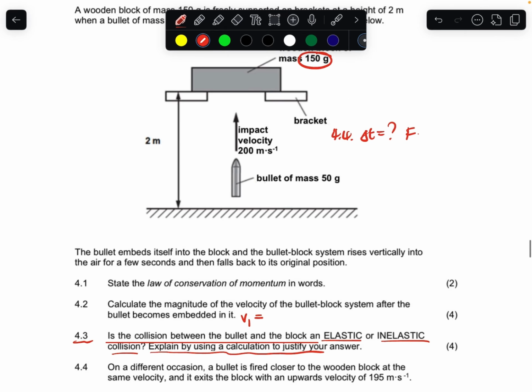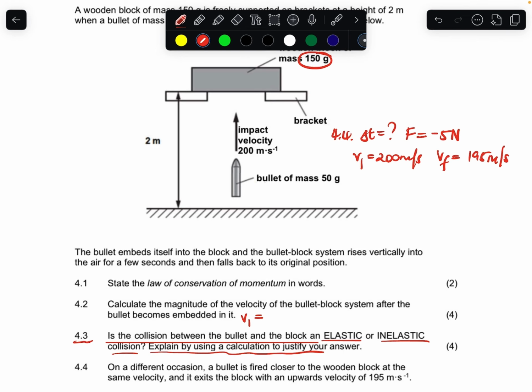So the force that the block exerts on the bullet is going to be negative, because it's going downwards. What do we want? We want the time, and we have the initial velocity. The initial velocity of the bullet is 200 meters per second, and the final velocity is 195 meters per second. They're both positive because it's still going up, right?